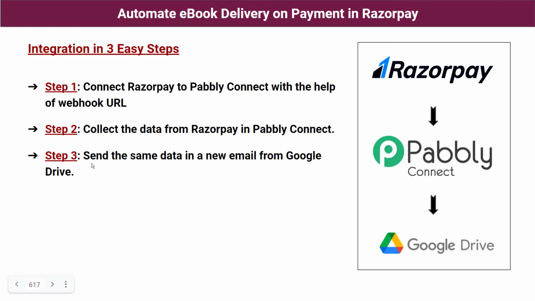Step 3 is send the same data in a new email from Google Drive. So in third step, we'll bring the collected data from Pabbly Connect to Google Drive and send a new email, right, from Google Drive. So let's switch back to our step 1 and open Pabbly Connect.